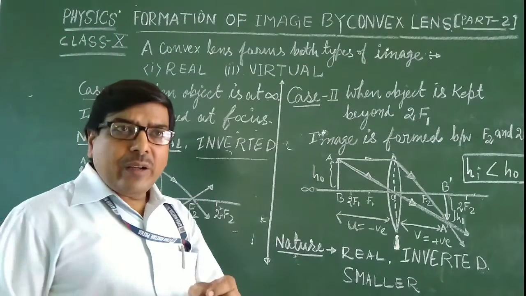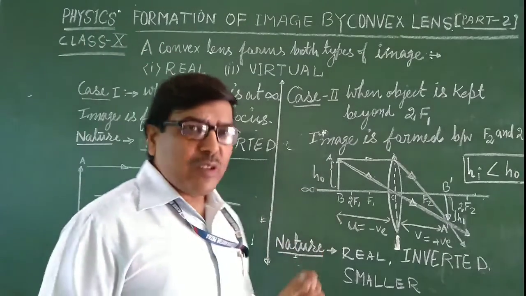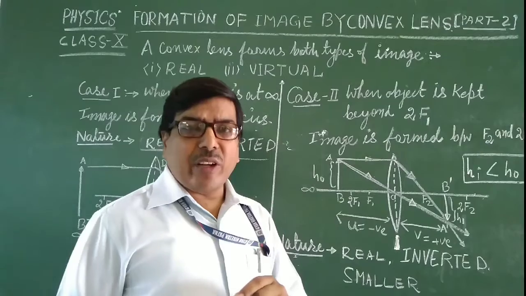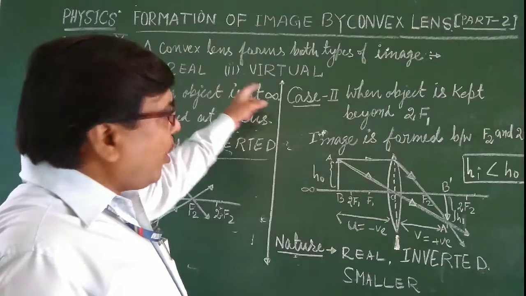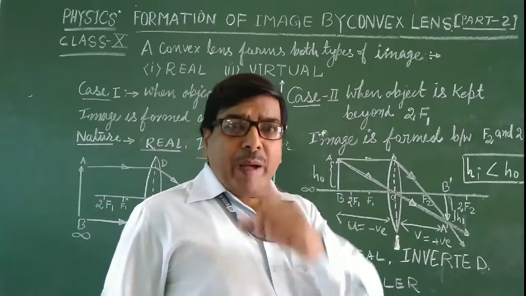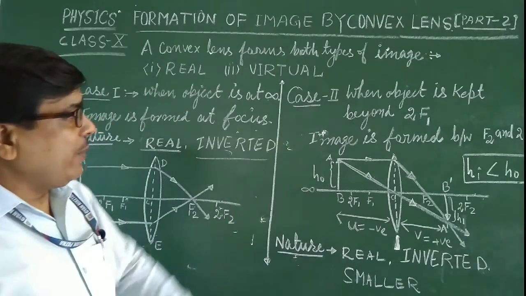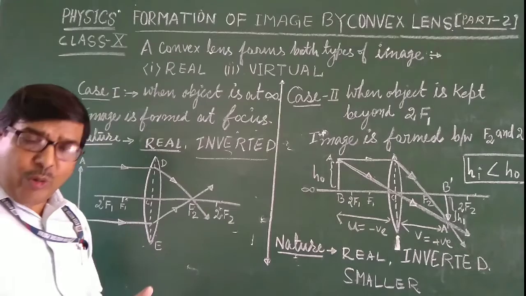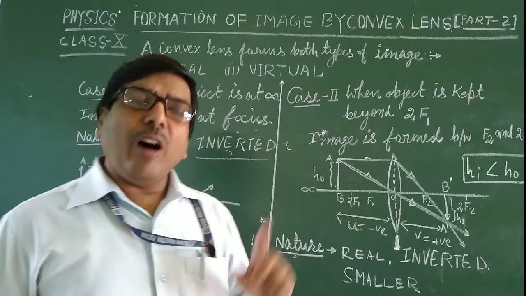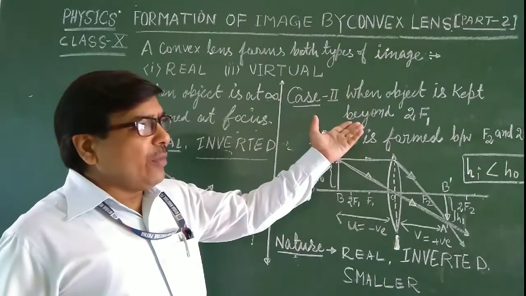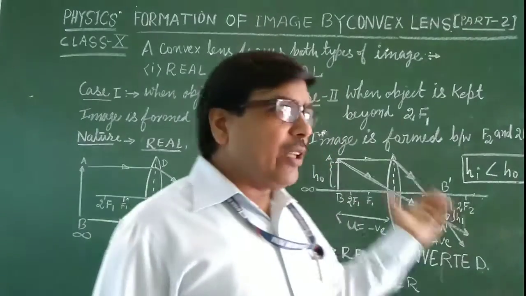As we know, how is an image formed? Image is formed in a lens due to intersection of refracted rays, and a convex lens forms both types of image, real image and virtual image. Real image, as we know, is always inverted, and can be obtained on the screen, and virtual image is that which is always erect, that cannot be obtained on the screen.